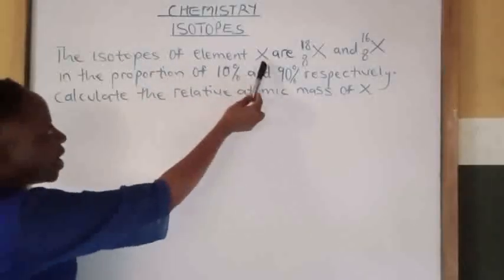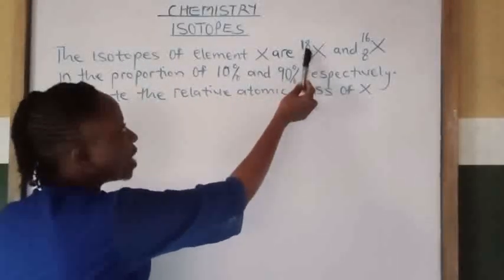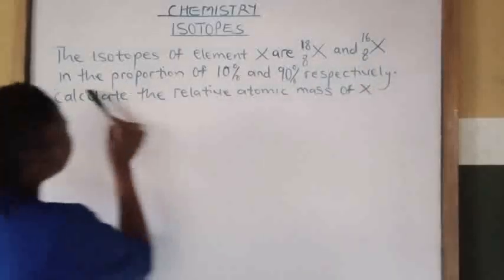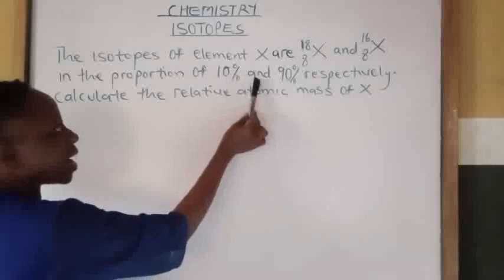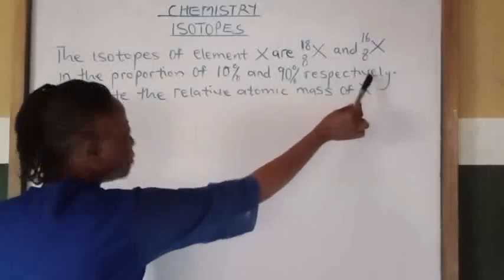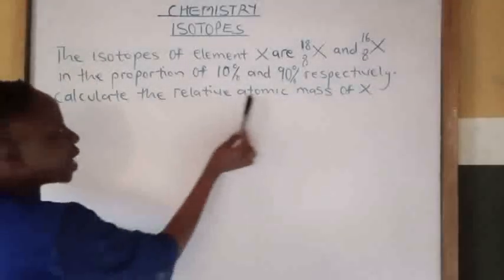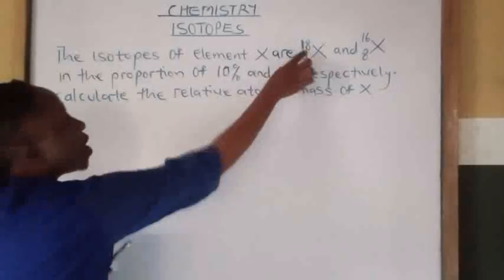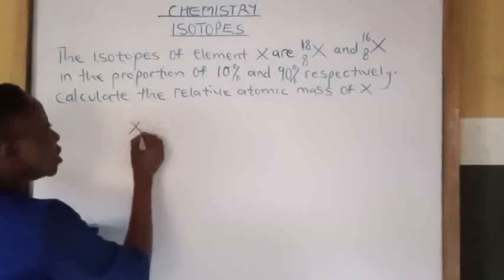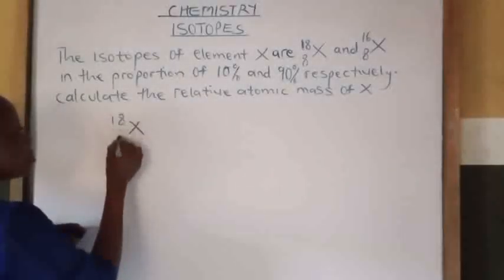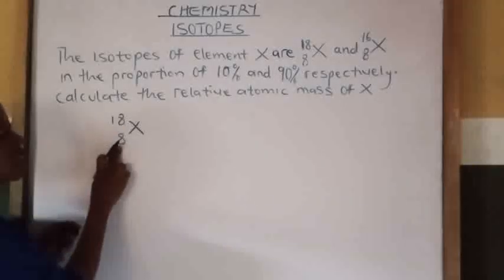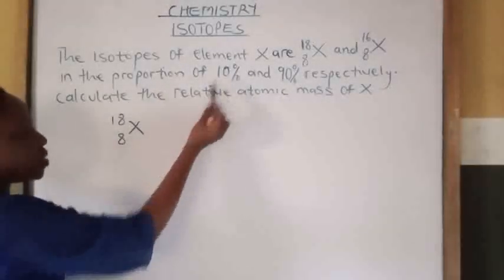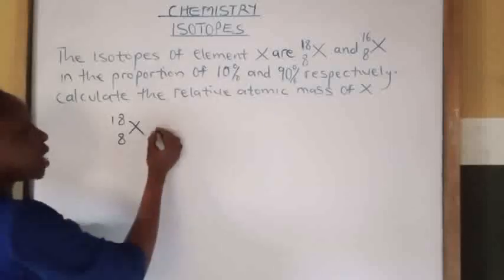Isotopes of element X have a mass number of 18 and the other one a mass number of 16, in the proportion of 10% and 90% respectively. Calculate the relative atomic mass of X. So let's write the first element with mass number of 18, then atomic number of 8. It has a relative abundance of 10%, or the percentage by mass of 10%.